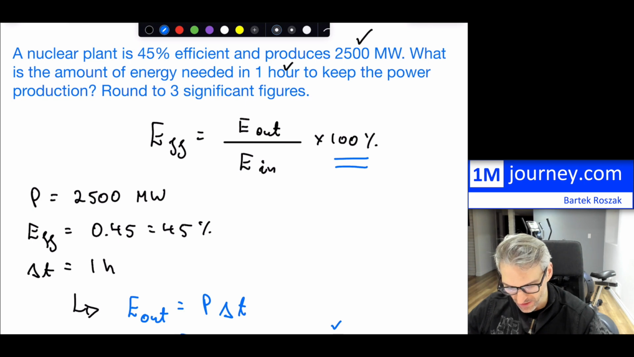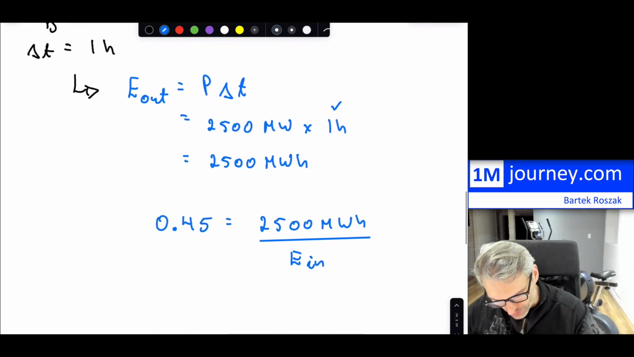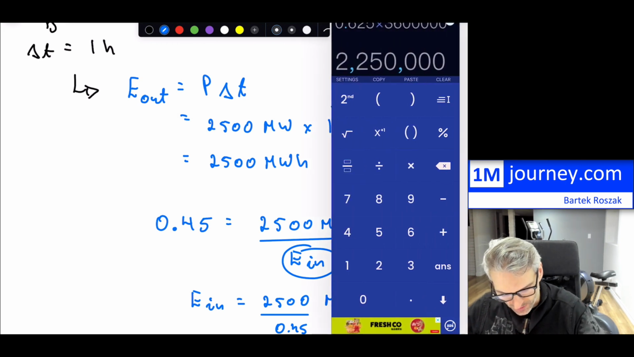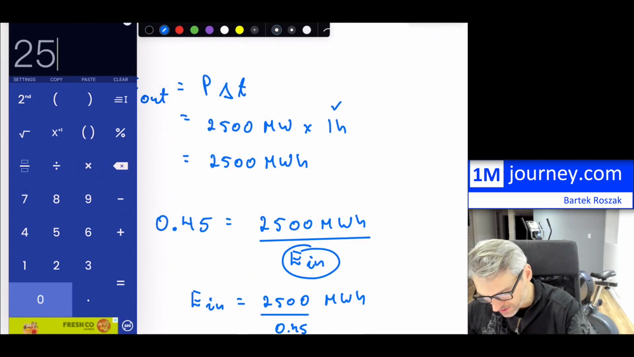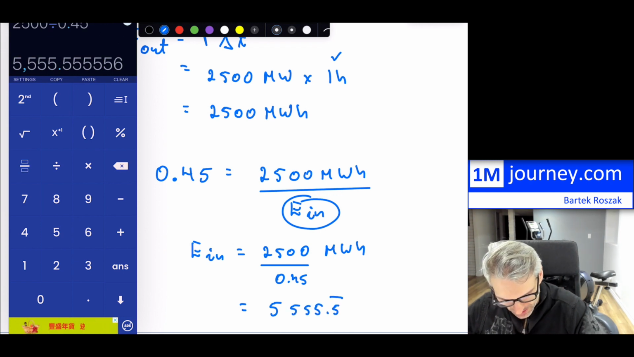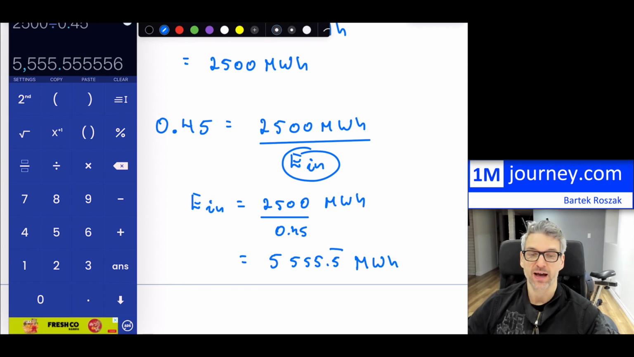All right, so the amount of energy needed. Now, rearranging this equation, so multiplying both sides by this, that's going to be 2500 megawatt hours divided by 0.45. This is not very difficult in here, so 2500 divided by 0.45, which is going to be quite a bit of energy. So this is 5, and I guess it's a bunch of 5s. All right, so I'll just keep it in this way. And this is going to be megawatt hours. All right, so this is what we have right there.